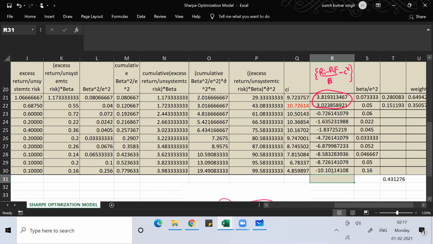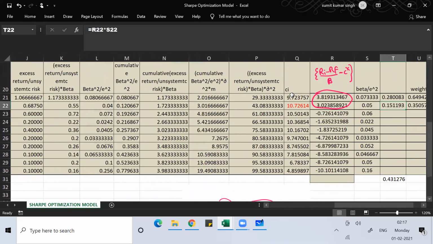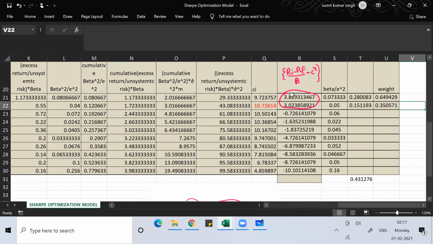It means that if I want to make a portfolio, there's no point of taking all 10 stocks. I can take only stock 5 and stock 7. By considering stock 5 and stock 7, I can create a portfolio. Then the question arises: what would be the weights? Because by finding the cutoff rate, you could eliminate certain stocks which are not relevant to be part of the portfolio as per the Sharpe optimization model, because their excess return by beta is less than the cutoff rate.